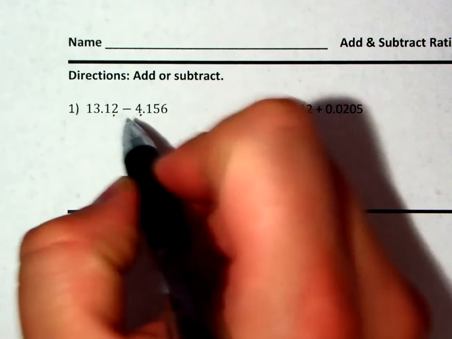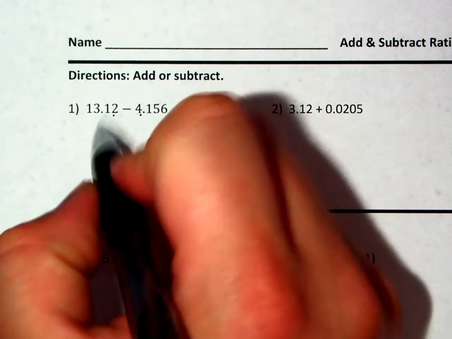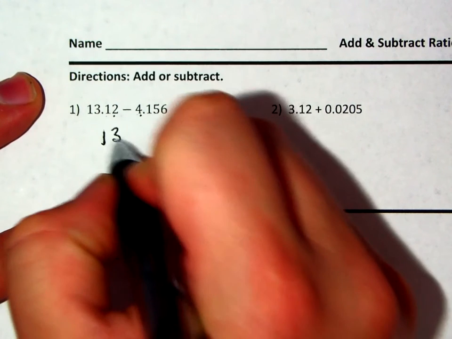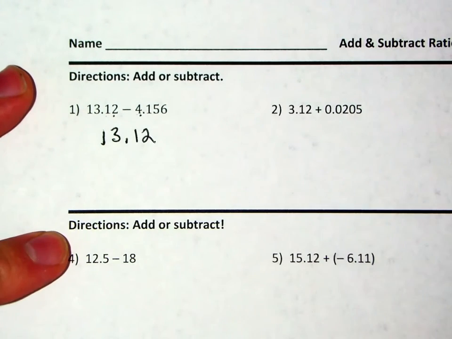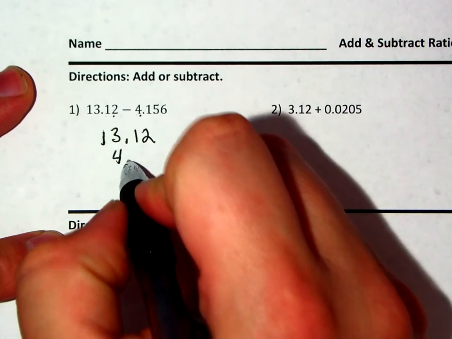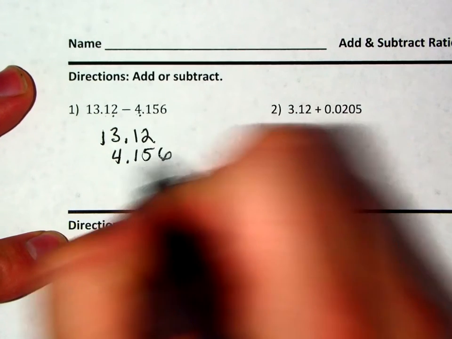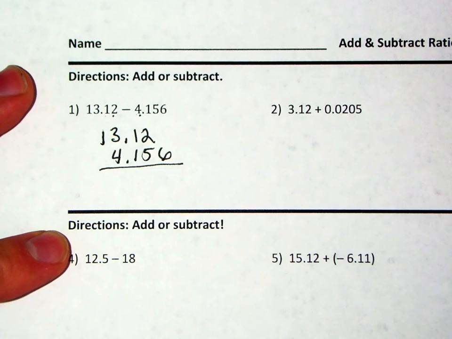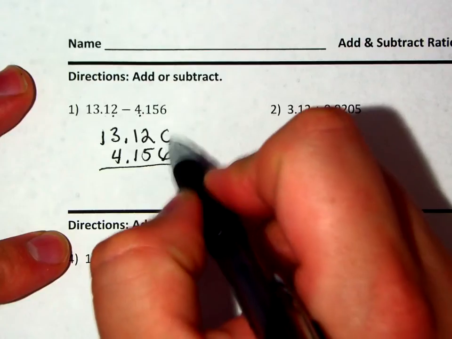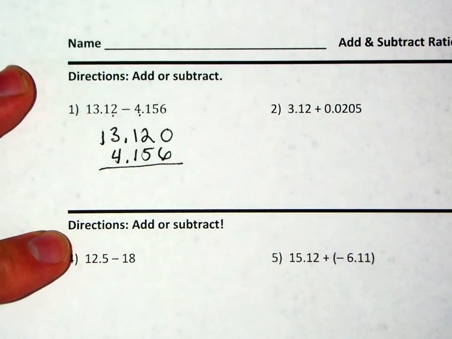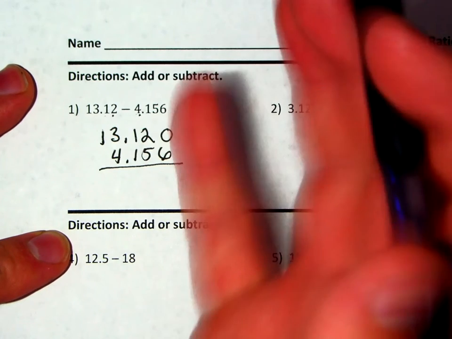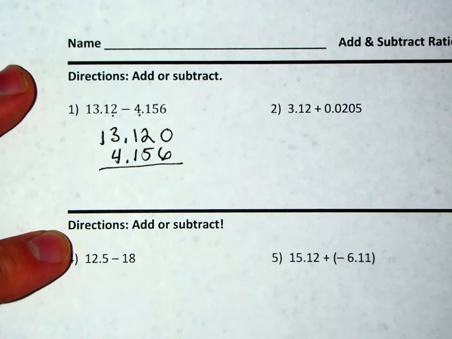Now I want to solve it. So I'm going to begin with putting my larger absolute value number on top. So 13.12. And from that, I'm going to subtract 4.156. And now we know anytime we subtract, we've got to have the same number of decimal places being held. Because I can't subtract 6 from nothing that's there, just as I can't subtract 6 from 0.